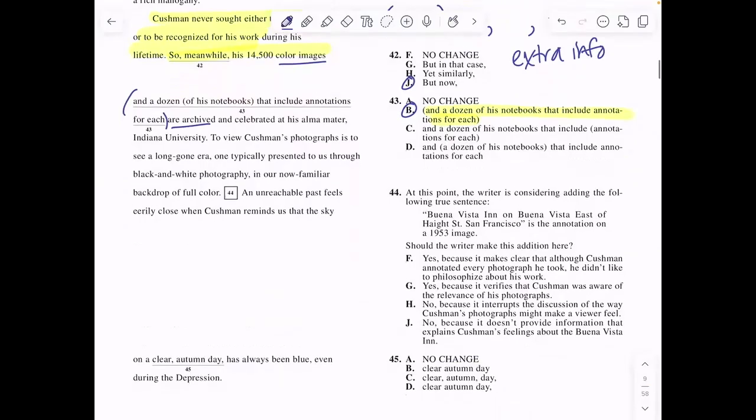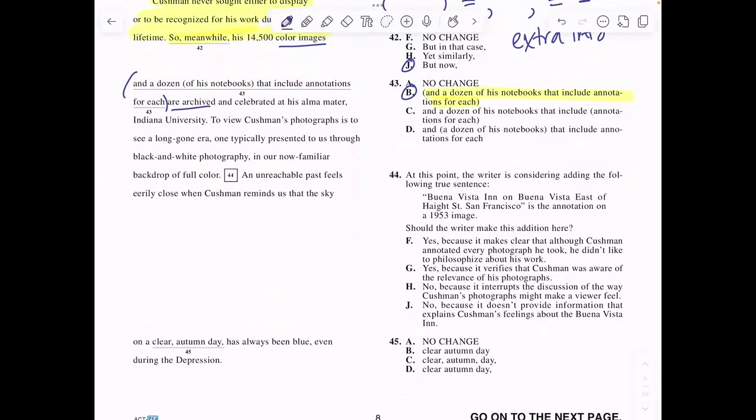44. At this point, the writer is considering adding the following true sentence. So this is the one I was trying to do earlier, linking those two. So we have to ask ourselves, does this sentence link this sentence and this sentence? I would say absolutely not, because what are we talking about? The Buena Vista Inn? It's not mentioned again at all. So we're gonna go no. H. Yeah. Don't overthink those. It's not talked about again. So let's not throw it in there.